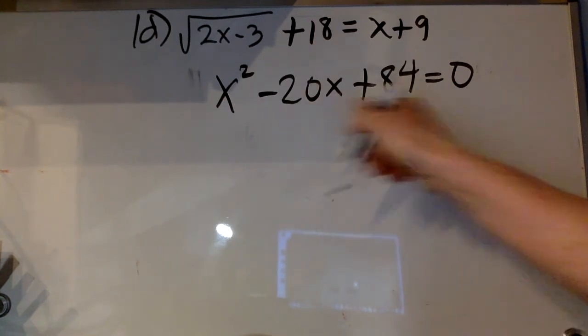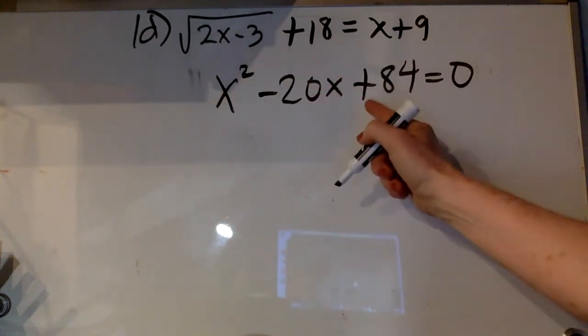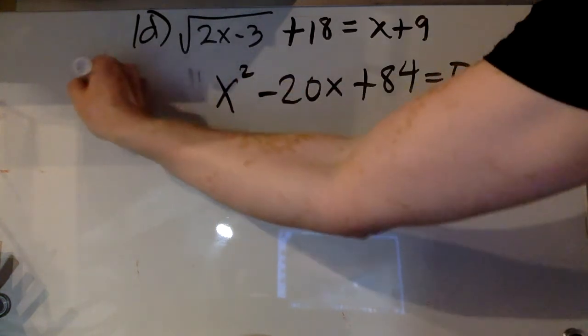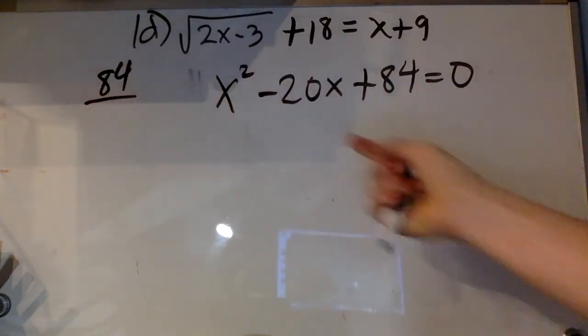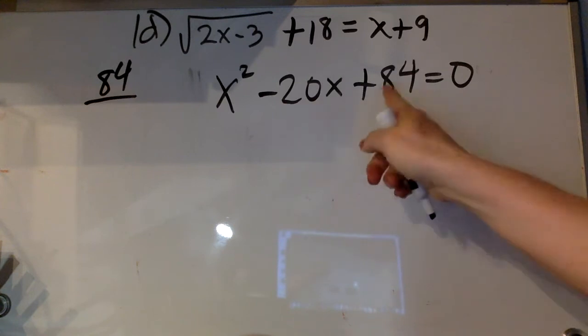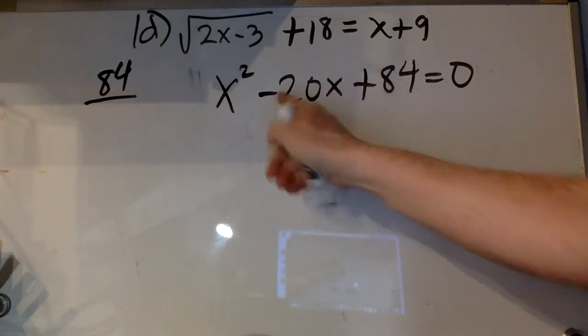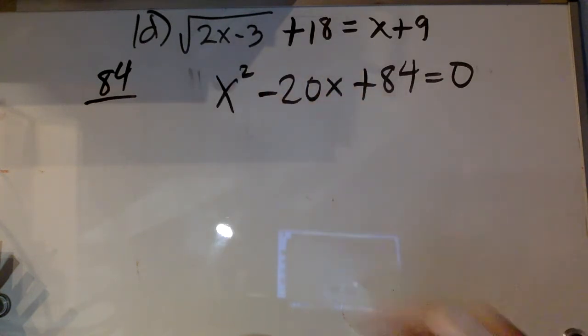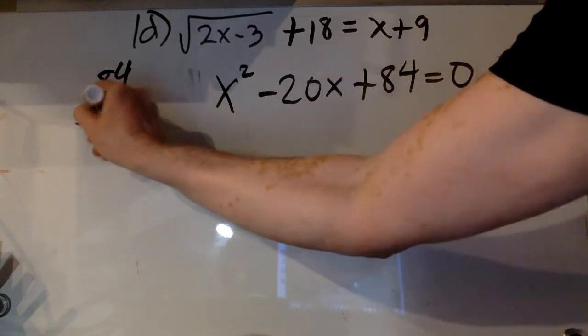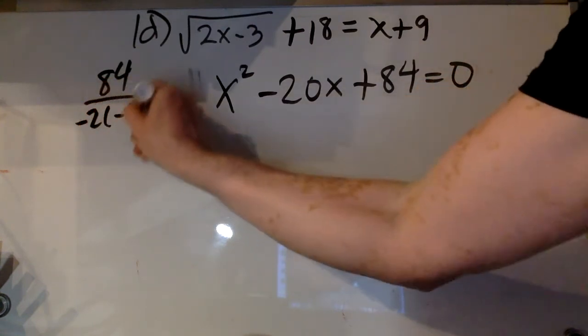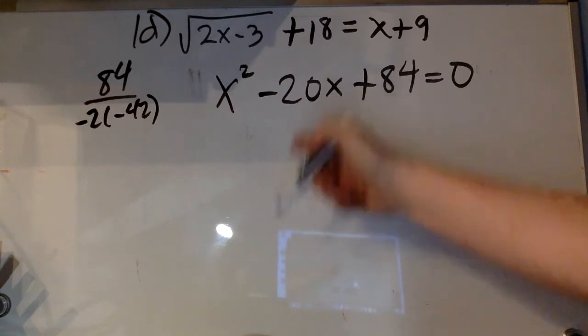So to factor this, the leading coefficient is 1. I'm going to look for factors of 84 that add to negative 20. So if they multiply to 84 and add to negative 20, I know I'm going to have two negative numbers. And we can just go through the list of factors: negative 2 times negative 42. That's not even close. I know I'm going to have to get smaller than that.